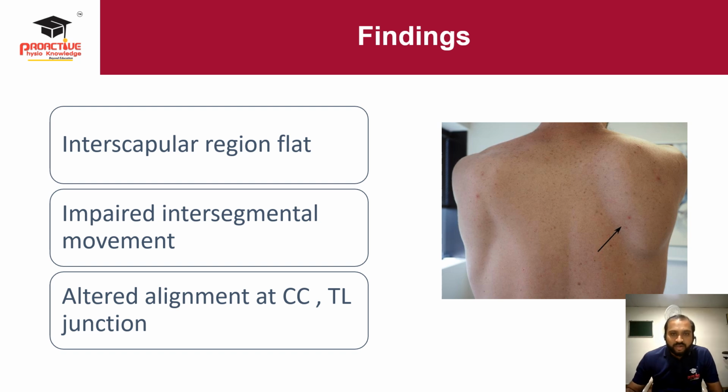In upper cross syndrome, you can find interscapular pain, and this region becomes flat. There is impaired intersegmental movement also, and there is altered alignment at the craniocervical junction and the thoracolumbar junction. This may develop pain in the upper back. Sometimes it can radiate to the interscapular region also.